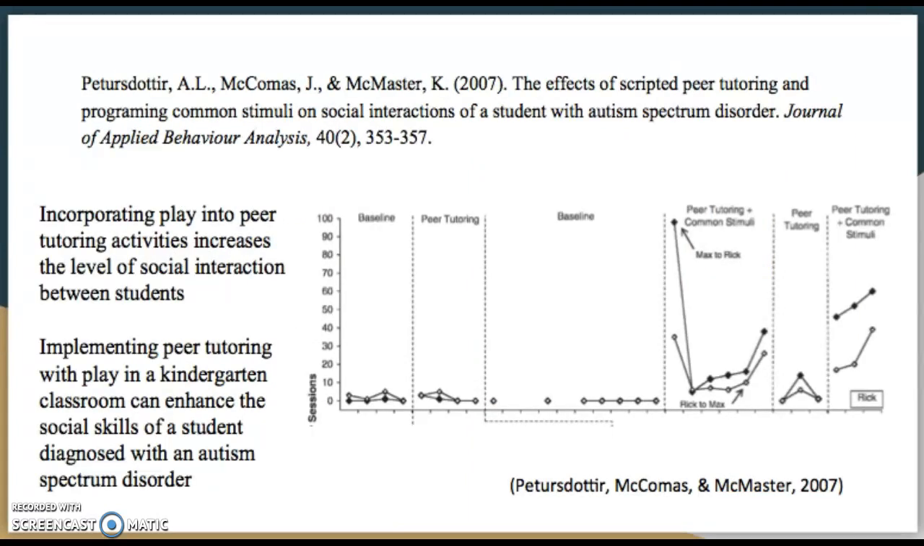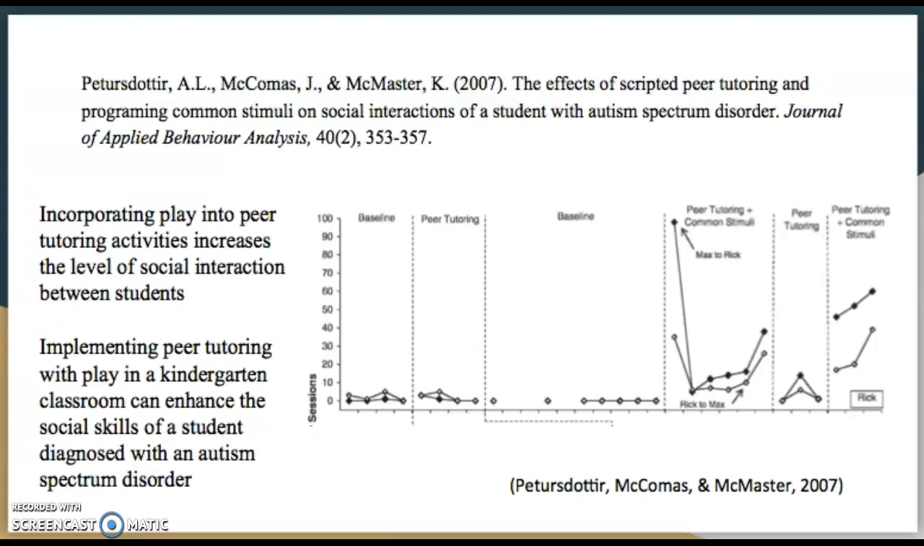The third article, which is the article that I based my action research plan off of, incorporated play into peer tutoring activities in order to increase the level of social interaction between students. The results showed that incorporating play into peer tutoring activities increases the level of social interaction between students. Implementing peer tutoring with play in the kindergarten classroom can enhance social skills of a student diagnosed with an autism spectrum disorder.